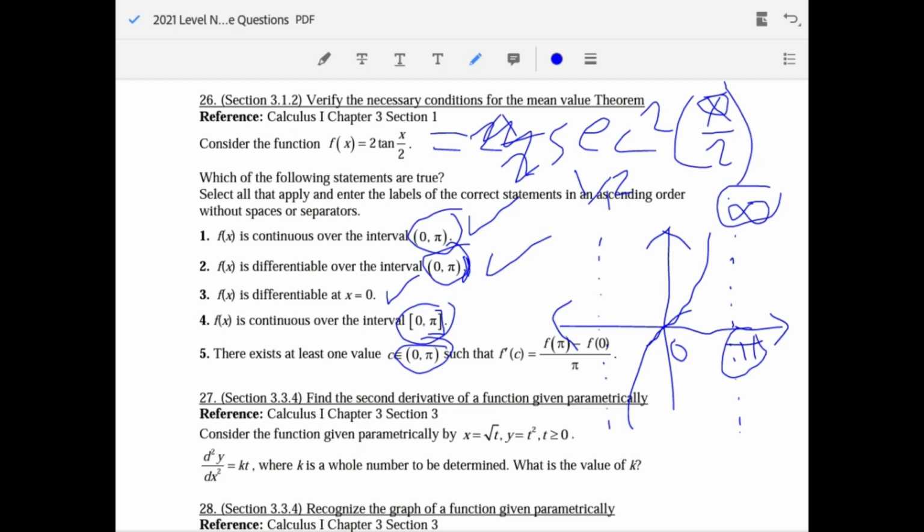So is it continuous over the interval with pi included? No. And does there exist at least one value where the tangent slope equals the secant slope between the endpoints? No, that doesn't exist because it's not continuous on the closed interval and it extends to infinity, so there is no such point.